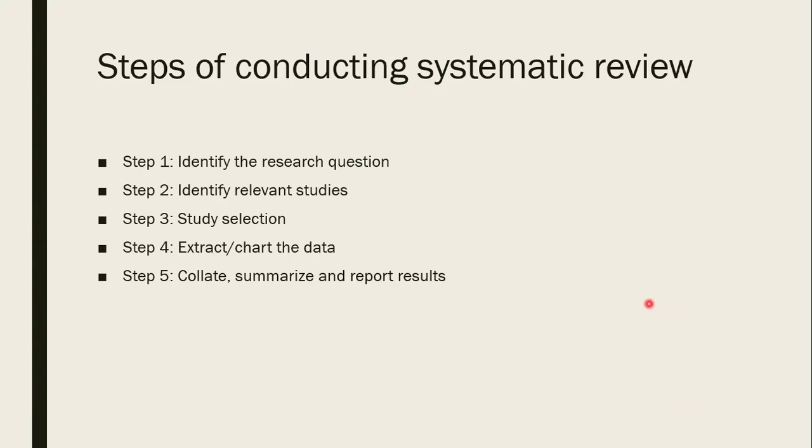Steps of conducting a systematic review. Step 1 is to identify the research question. Step 2, to identify the relevant studies. Step 3 is the study selection. Step 4 is to extract and chart the data. Step 5 is to collate, summarize, and report the results.